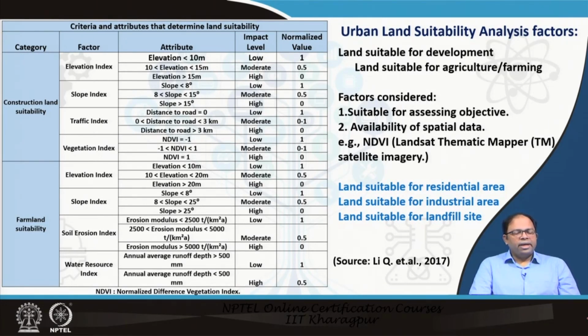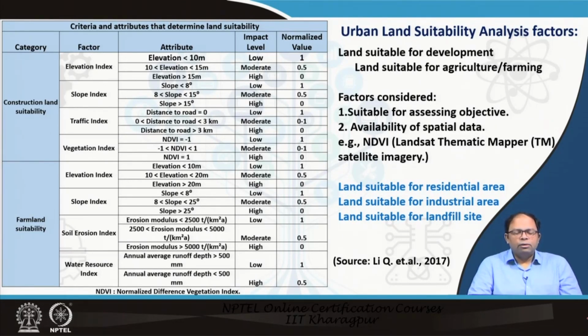And then for traffic index, there could be different sub-factors within traffic index. I could have talked about congestion, I could have talked about accessibility, I could have talked about many other factors. But here they have taken distance to road, which is 0, that is the least impact, and then 0 to 3 kilometers, and then distance to road greater than 3 kilometers. So that has got a high impact. So further away is actually bad in that sense. So accordingly, the scores have been given.